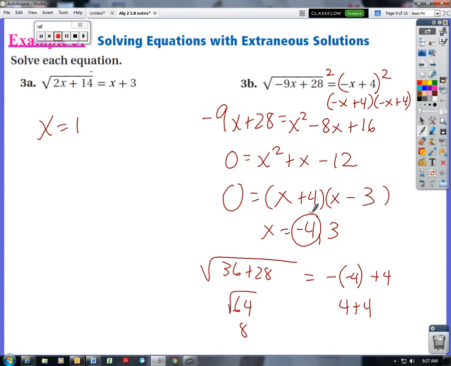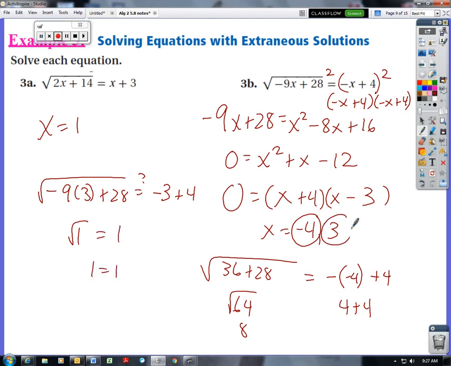Now I'll plug 3 in over here. Negative 9 times 3 plus 28, does that equal negative 3 plus 4? That's negative 27 plus 28 is positive 1. That's also, oh look at this, they both check this time. So they both work.